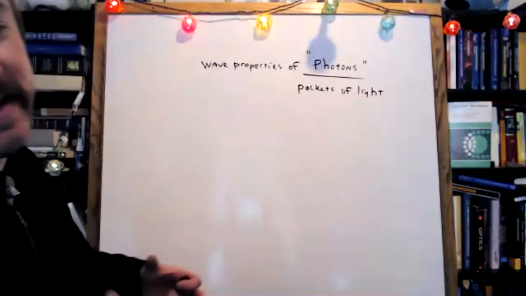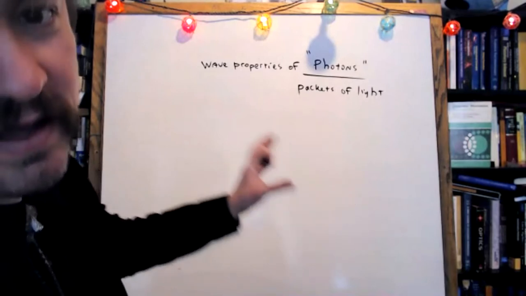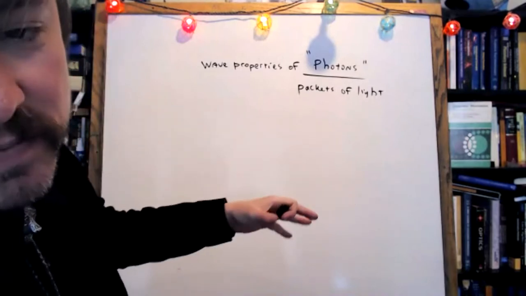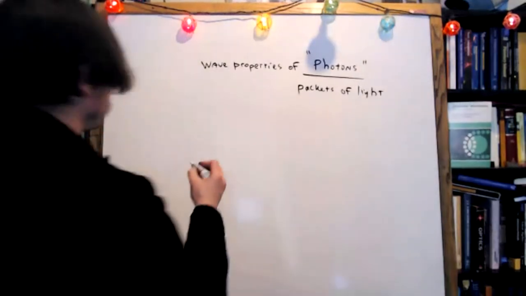In fact, if I were to make an analogy, I would say that a photon is to light as atoms are to matter. We think of matter, like this 1 kilogram mass, as being made of a bunch of atoms. A beam of light contains a whole bunch of little particles of light called photons. Okay, here are the properties.